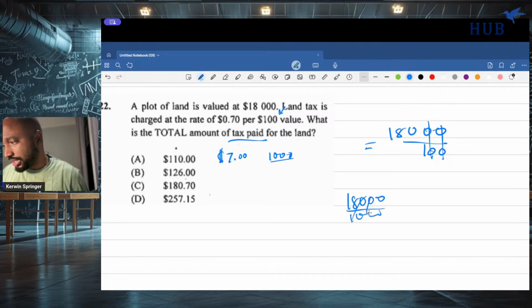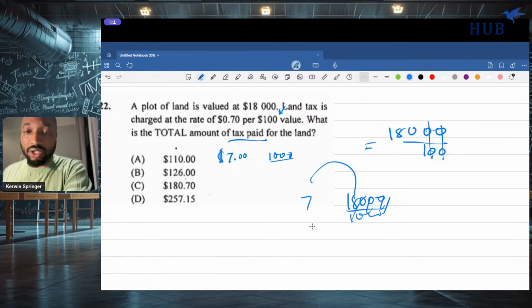Divided by 1,000, and you get 18, and 18 times 7 is the answer. So anyhow, how much is 18 times 7? 126. So the answer is B. So two ways to figure out the question.